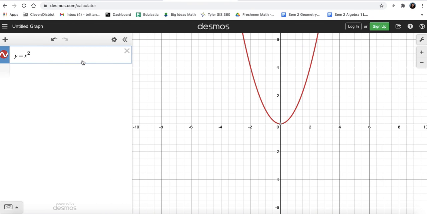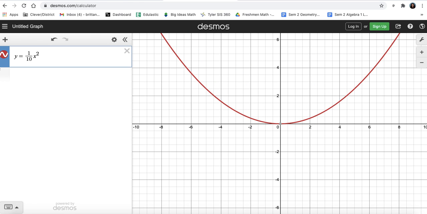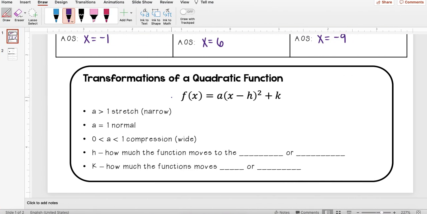Here's my parent function, y equals x squared. If I were to put a number out in front that's bigger than 1, so let's say 5, I see that it's stretched. It gets more narrow. The bigger it gets, it just gets more and more narrow. However, if I have it compressed, let's say I did 1/2, I see it gets wider. Wider, wider, and wider. And so we're going to be calling that compressed. So for stretch, it can be said narrow, compressed, wide.